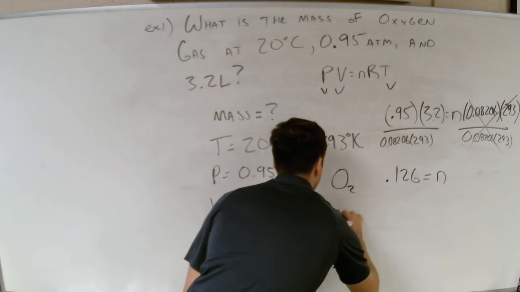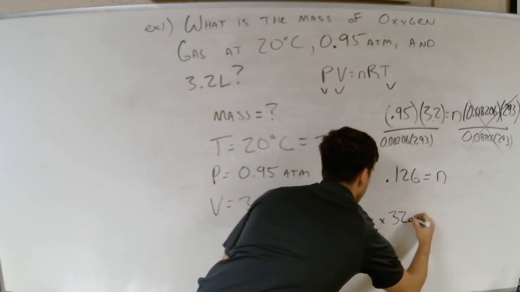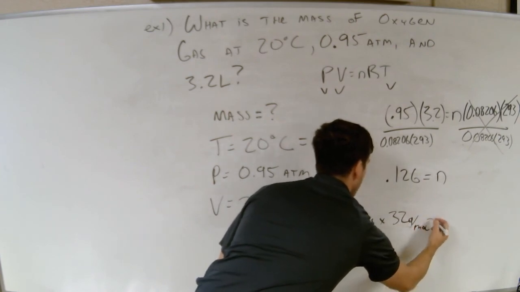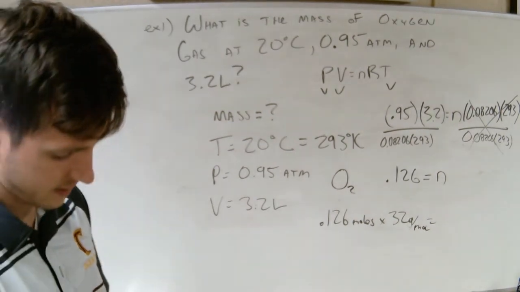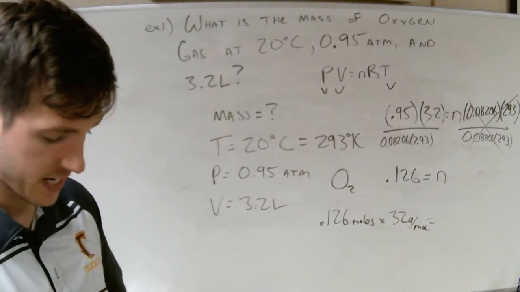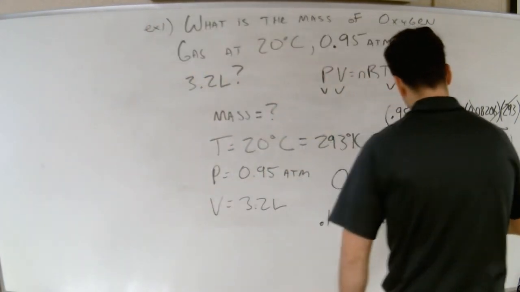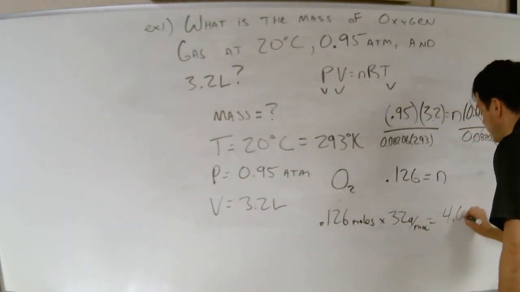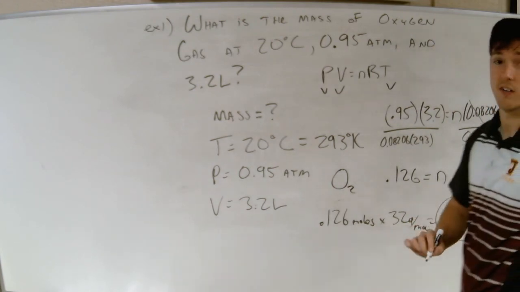So we'll take 0.126 moles times our molar mass of 32 grams per mole. And where's my calculator? And we should get 4.05 grams of O2.